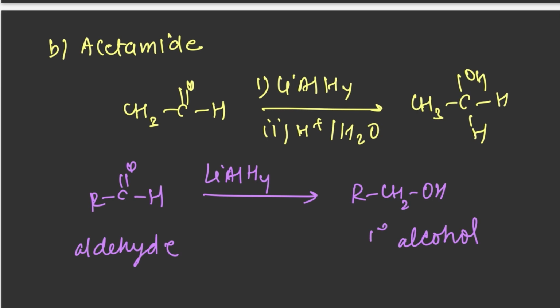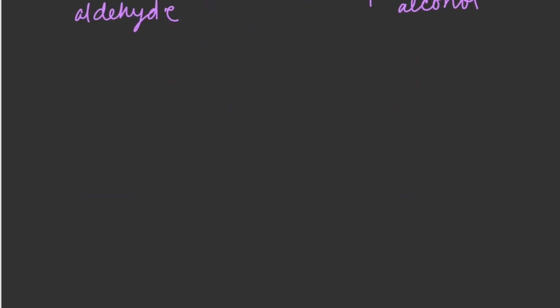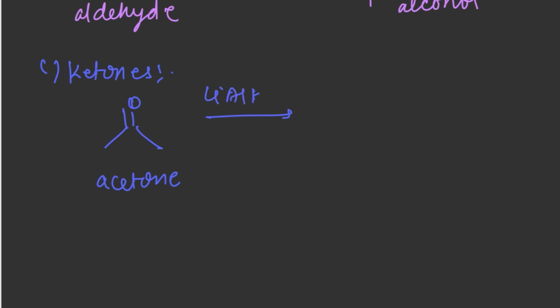Next is ketones. How does it react with ketones? With ketone it reacts like, let's say, acetone. Initially we have acetone. When acetone reacts with LiAlH4, it will give, not 3 degree, it will give 2 degree alcohol, after hydrolysis.